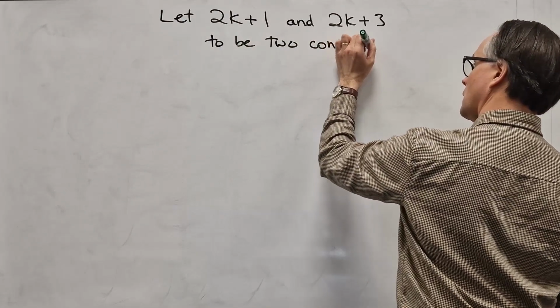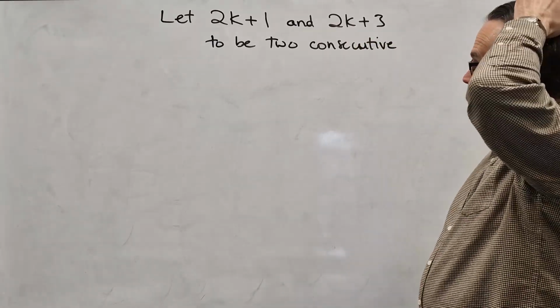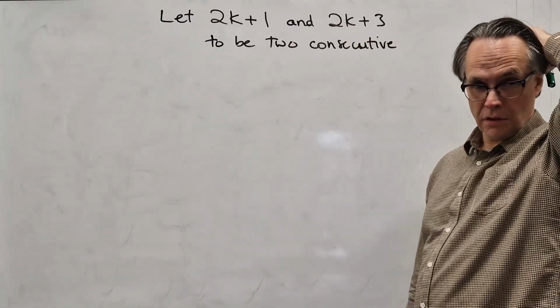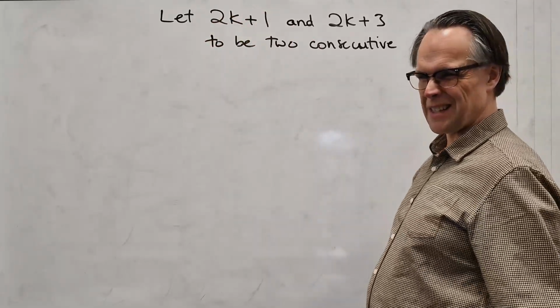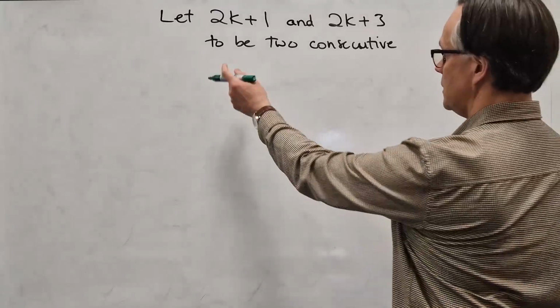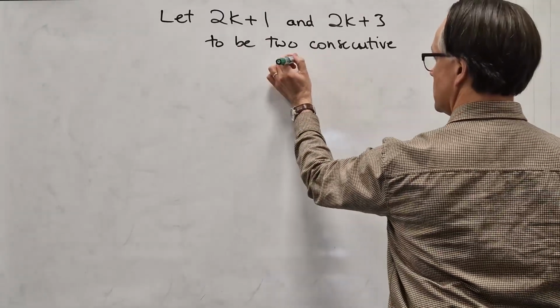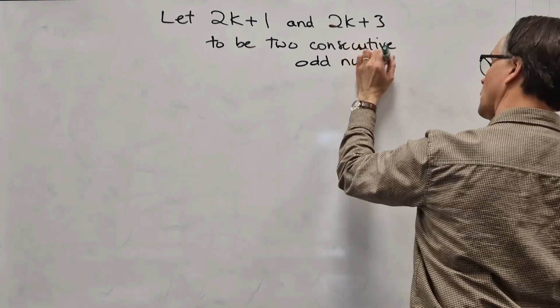We could have done 2k minus 1 and 2k plus 1. That's the other option, which is sometimes neater and gets you a result more quickly. But most students think that's a little bit of a more difficult thought. So this is the more straightforward way of doing it. So we do two consecutive odd numbers.